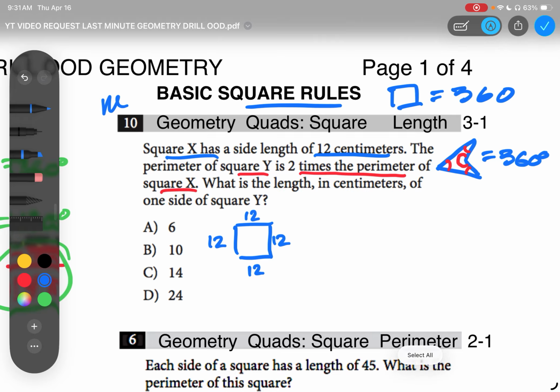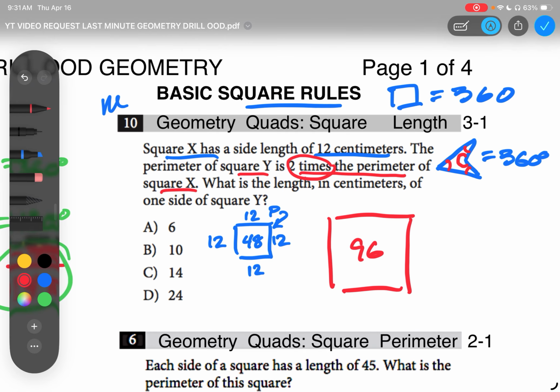So my perimeter of square X is going to be 4 times 12, which is 48, right? So my perimeter is 48. Now I got my square Y. They said square Y is 2 times the perimeter of square X. So what's 2 times 48? That's going to be 96. Then they're asking, what is the length in centimeters of square Y? So everything is all about centimeters, so I'm good to go.